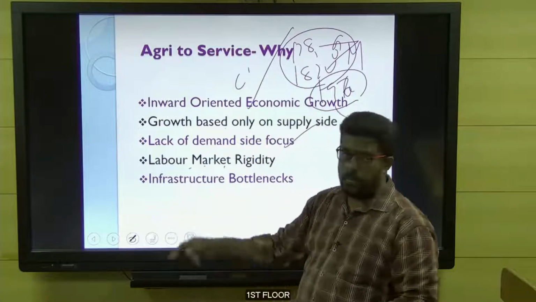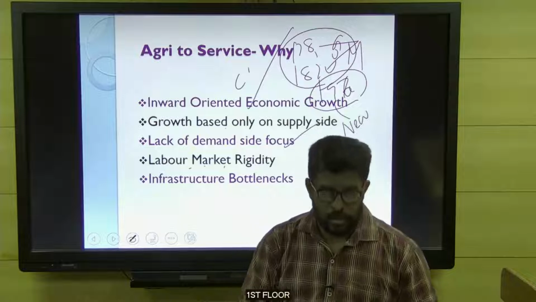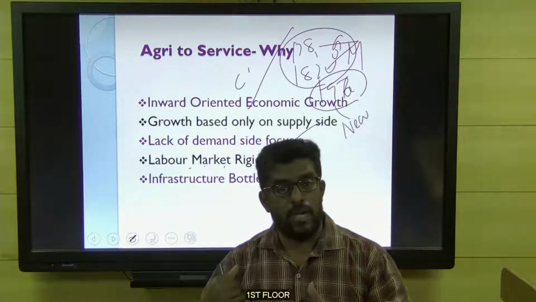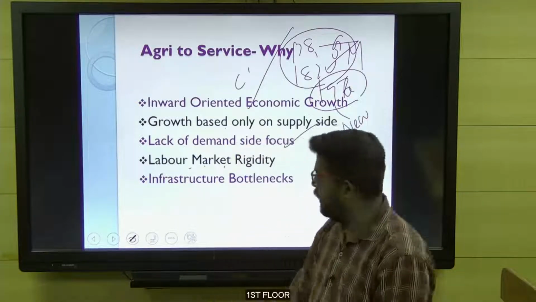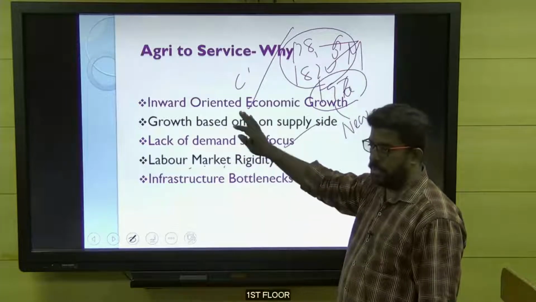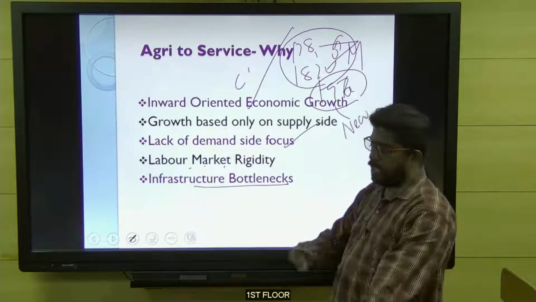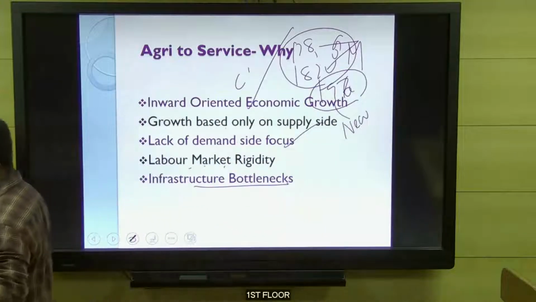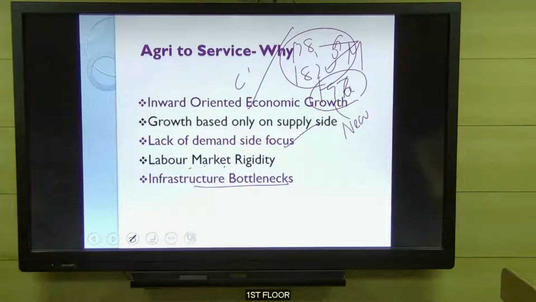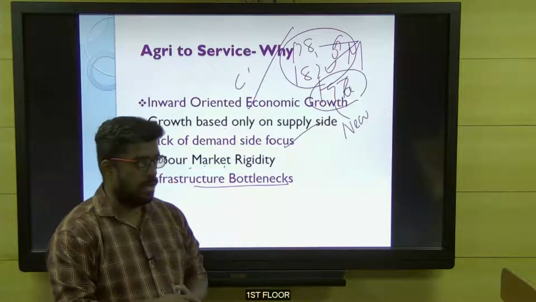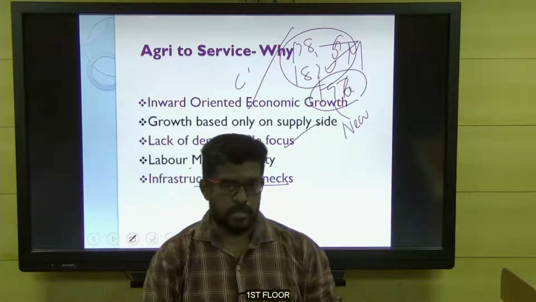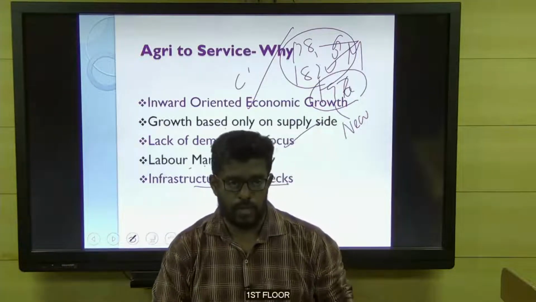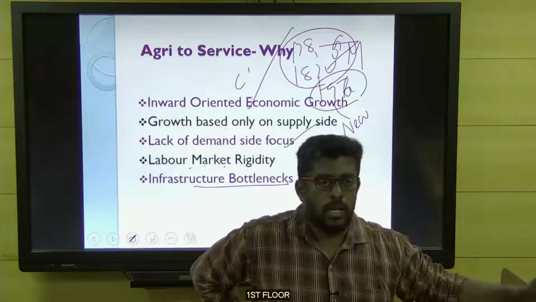So as a result, the labor market rigidity was not conducive for investments in the manufacturing sector, okay? That is the meaning of this point, very simple. Then comes the last point, infrastructure bottlenecks, which means the loopholes or the things we are not having in the infrastructure, okay? Or simply we can rewrite it as inadequate infrastructure. Now, what is the meaning of this point?